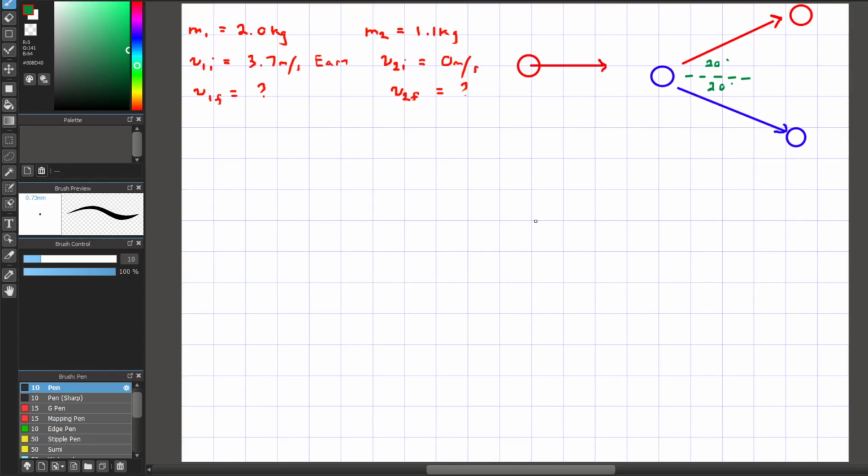This collision still follows the conservation of momentum. However, to approach this problem, we'll have to address the x and y directions separately. Let's start with the x direction.